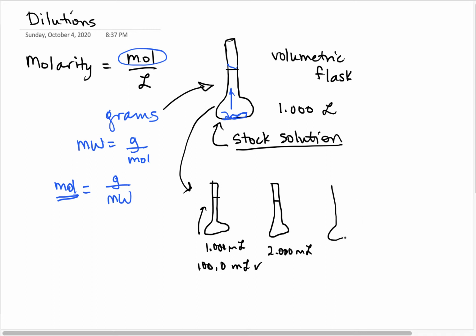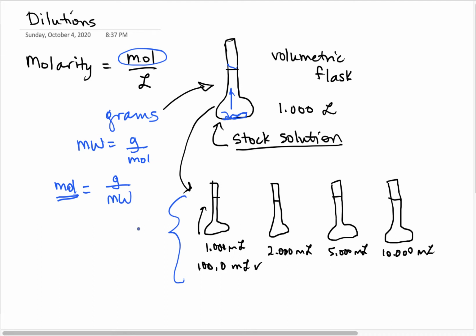And then maybe we make a third one that has 5 milliliters in it, and again we fill it up to 100 milliliters. And then maybe we take another one and we put 10 milliliters of the stock solution in it, and then fill it up to 100 milliliters. And if we do this, now we have made a series of dilutions that create what we call a serial dilution. It just means a series of dilutions using the same stock solution. So now each one of these has a different concentration.